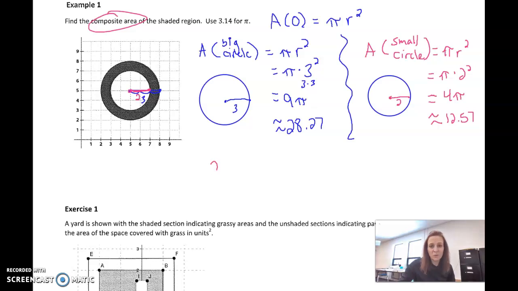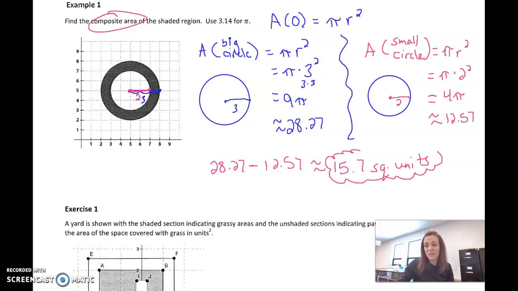So I'm going to go 28.27 minus the stuff in the middle here, 12.57. And that's going to give me an approximate answer because, again, we multiply by pi. It's all approximate. 15.7 square units. Don't really know what we're doing here or what it's measured in, just units on the coordinate plane. Okay? This is the stuff we're doing today.